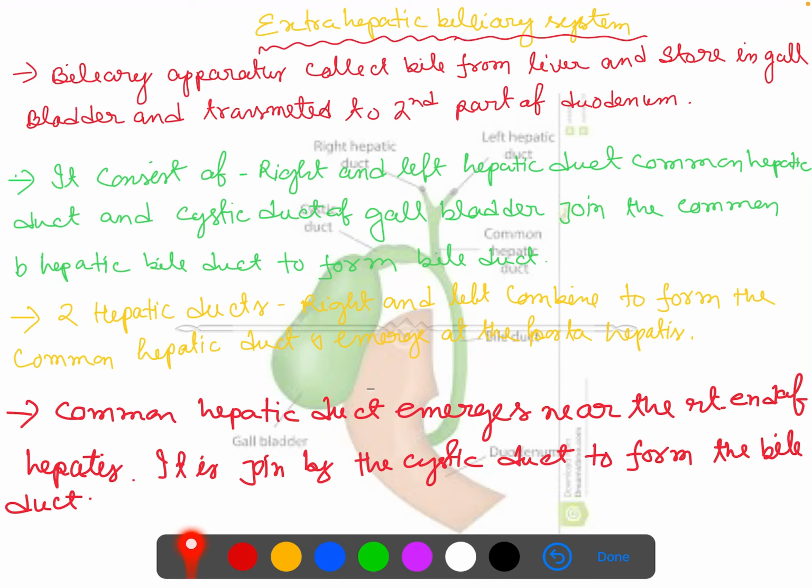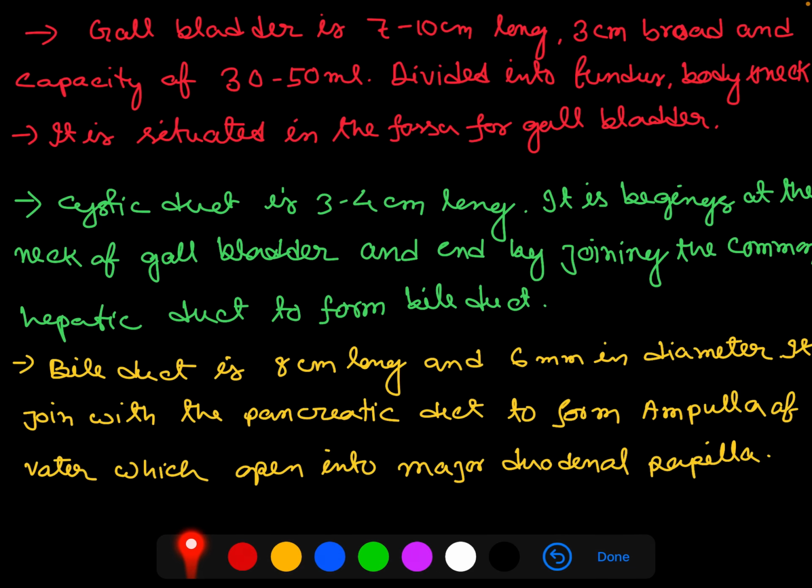Two hepatic ducts, right and left, combine to form the common hepatic duct and emerge at the porta hepatis. The common hepatic duct emerges near the right end of the porta hepatis. It is joined by the cystic duct to form the bile duct. This common hepatic duct joins the cystic duct to form this, the bile duct. This is the bile duct.